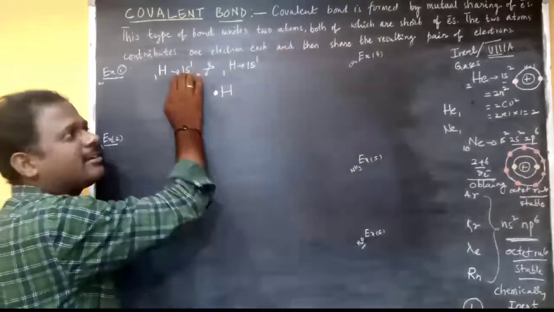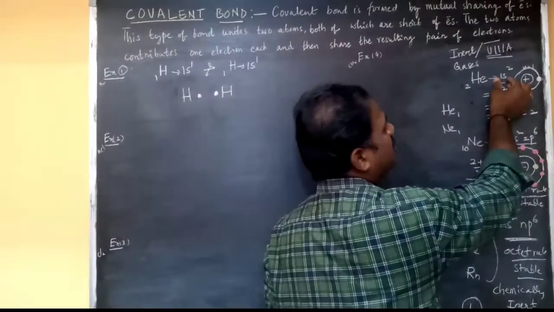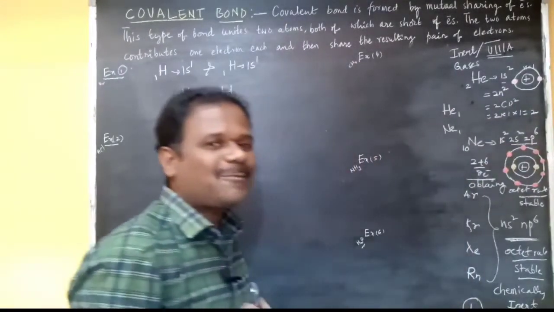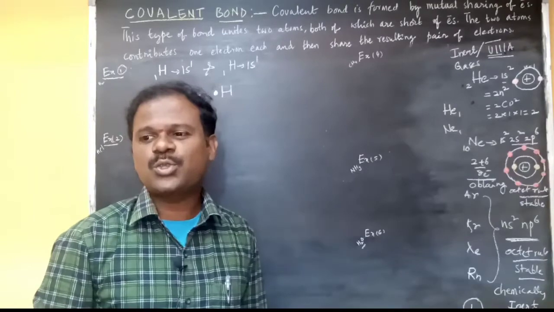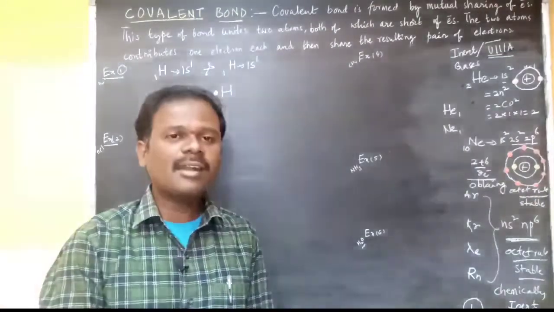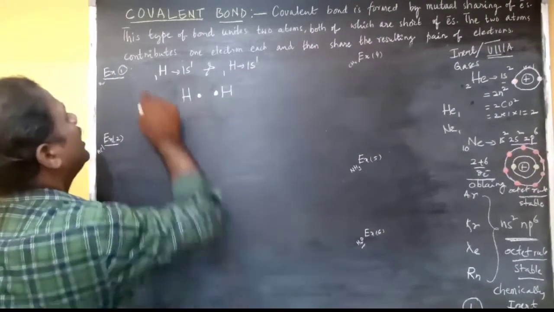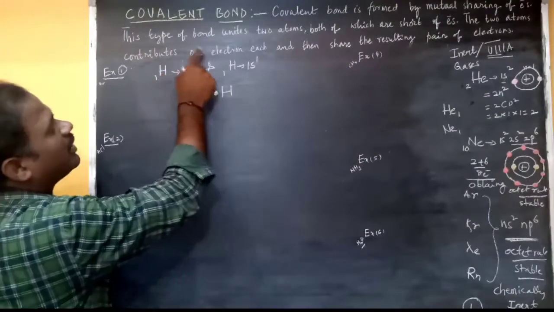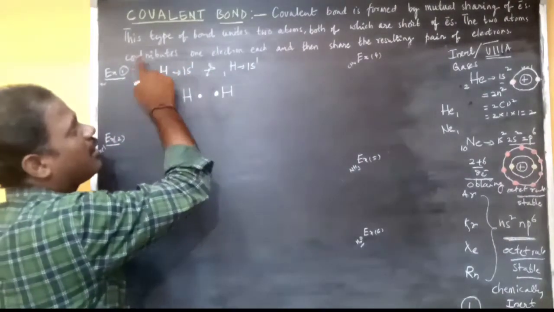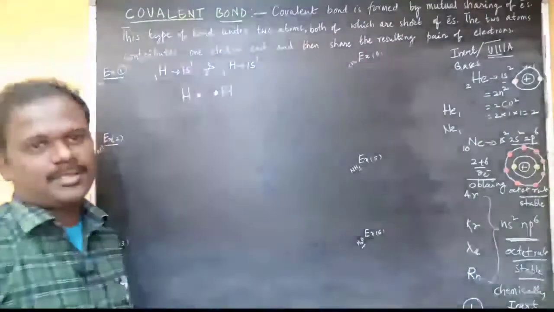Then what is the helium electronic configuration? That is 1s2. The number of valence electrons is equal to 2. That means in the first orbit, what is the maximum number of electrons? Only 2. For hydrogen molecule formation to give 2 electrons, what happens? Each hydrogen atom contributes 1 electron and then they share the resulting pair of electrons.